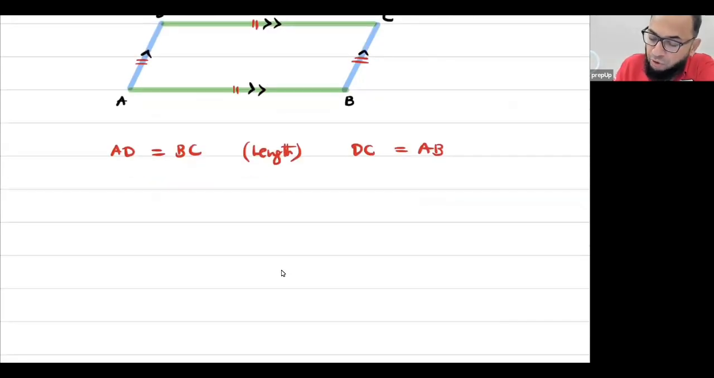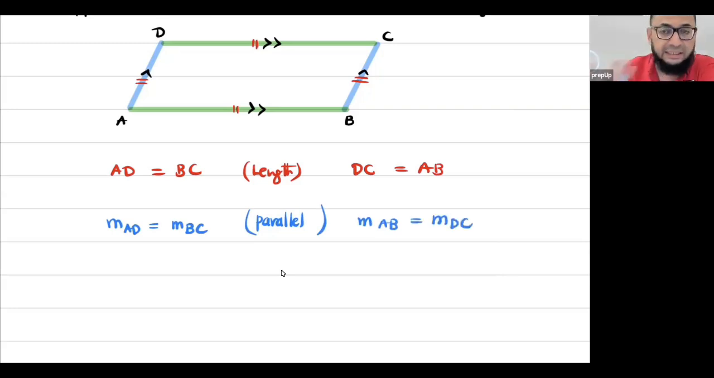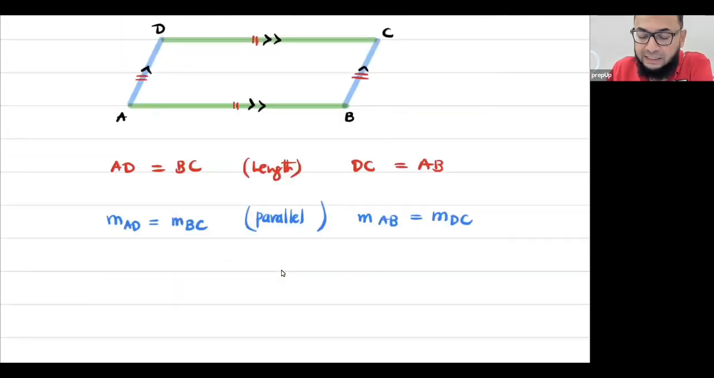And in terms of being parallel, I'll write the gradient of AD is the same as the gradient of BC, and the gradient of AB is the same as the gradient of DC. This is just a rough diagram. Now, what constitutes a parallelogram?